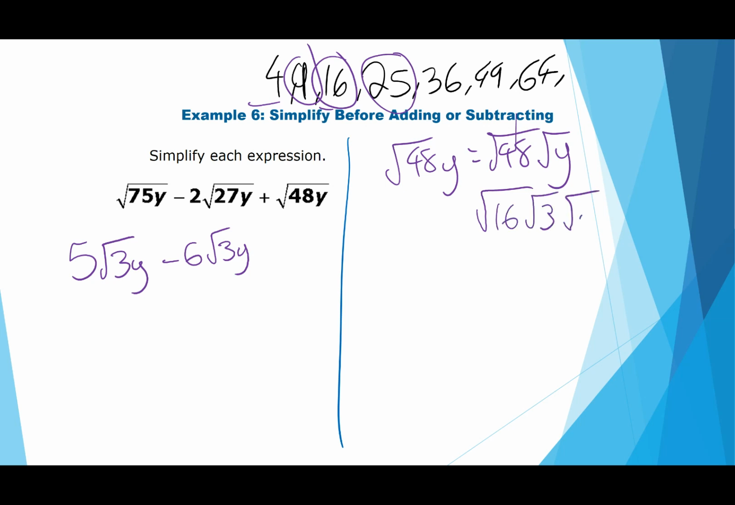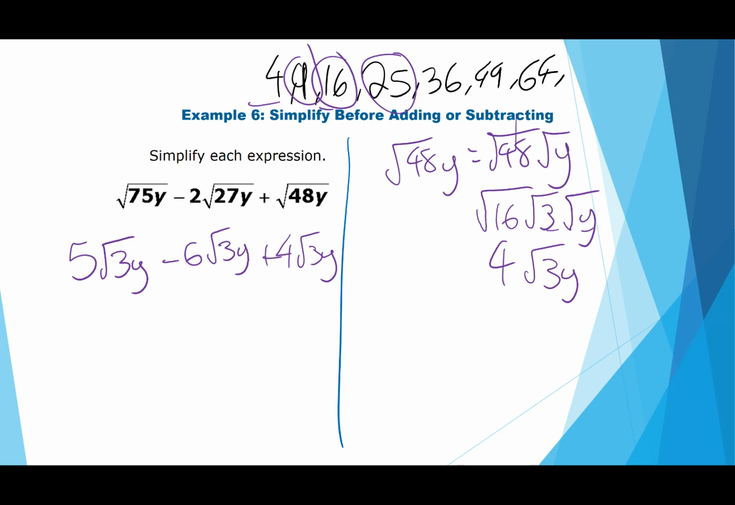So again, I'm just going to go ahead and put them in their own radicals. Square root of 16, being a perfect square, is 4. Square root of 3 and square root of y, just like the other times, don't simplify, so we'll keep them in their own radical. So let's go ahead and put that in for our square root of 48y. So that'd be 4 square root of 3y. So now all these terms are simplified.